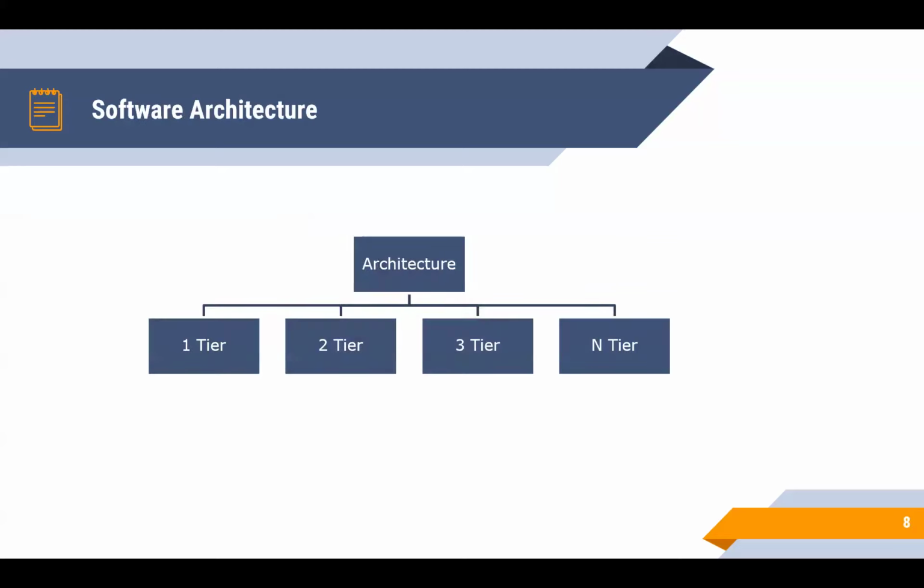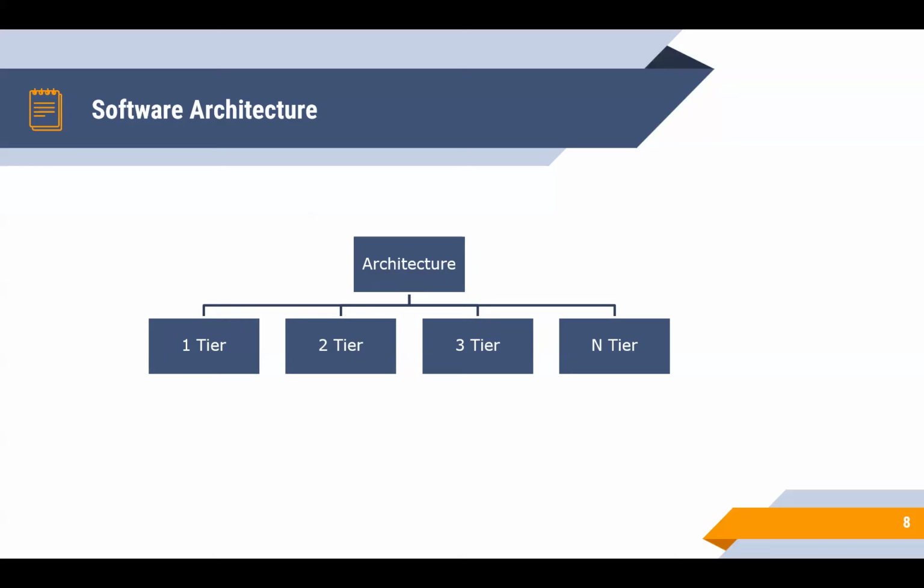Now after that, based on these three layers, presentation layer, business layer and data layer, we have some different architecture designs: the one tier architecture, two tier architecture, three tier architecture and n tier architecture. So what is the meaning of the one tier architecture?